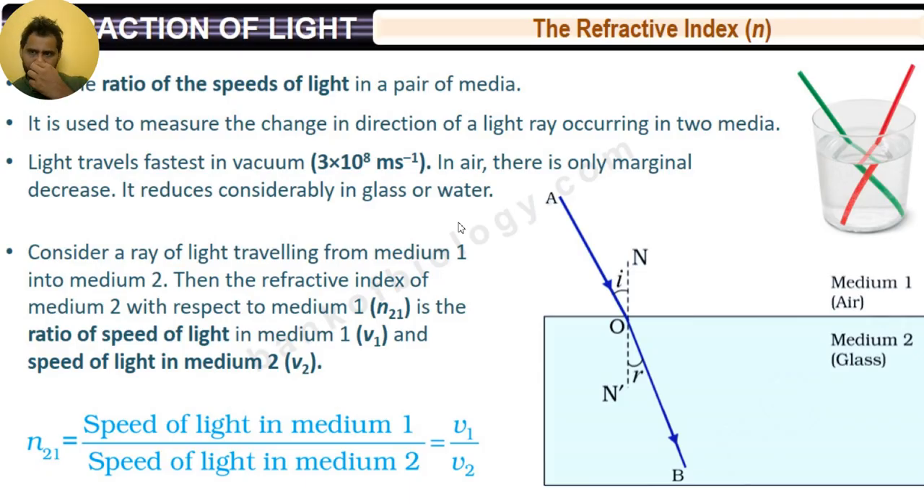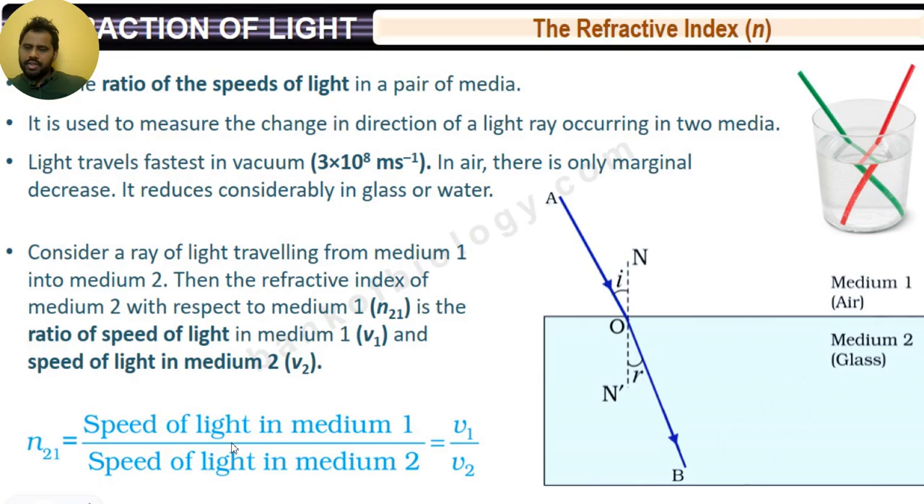Consider a ray of light traveling from medium 1 into medium 2. Then the refractive index of medium 2 with respect to medium 1 is the ratio of the speed of light in medium 1 and the speed of light in medium 2. So this is a very important formula. n21, n is the symbol of refractive index. n21 means the refractive index of medium 2 with respect to medium 1.